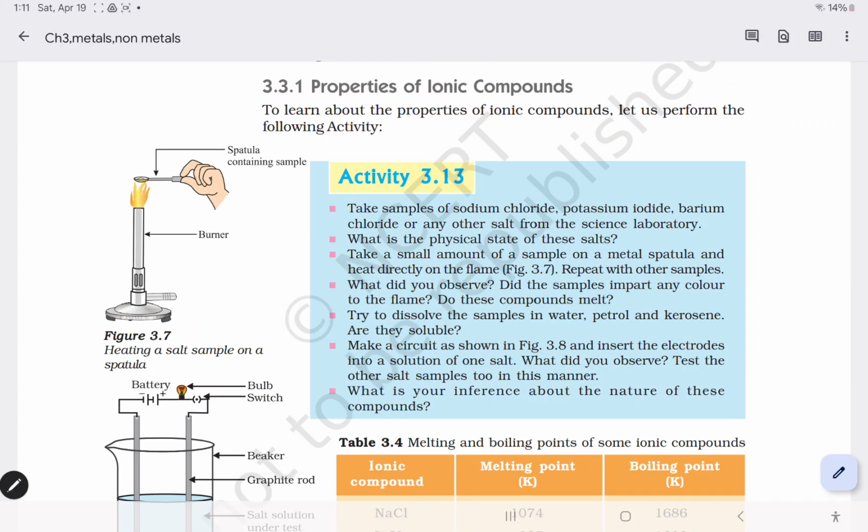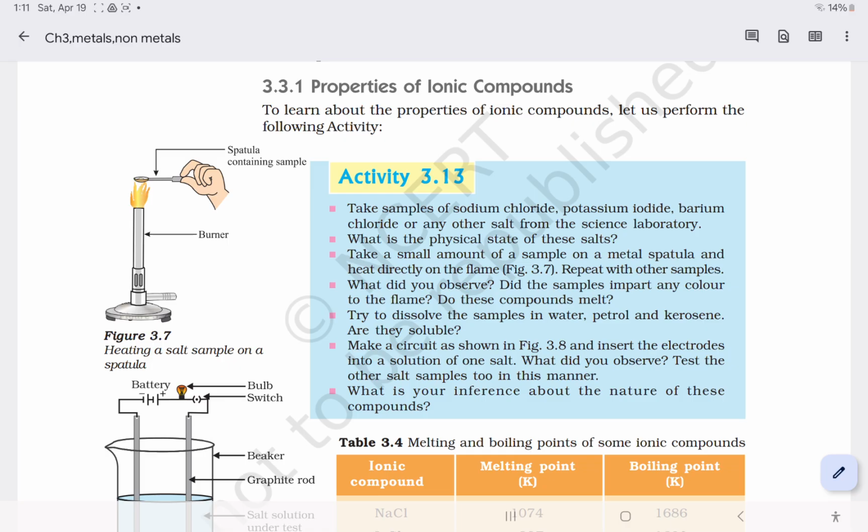Hello students, in today's lecture we are going to discuss the properties of ionic compounds. To learn about this, we are going to do one activity. Take samples of sodium chloride, potassium iodide, barium chloride or any other salt from the science laboratory. What is the physical state of these salts?